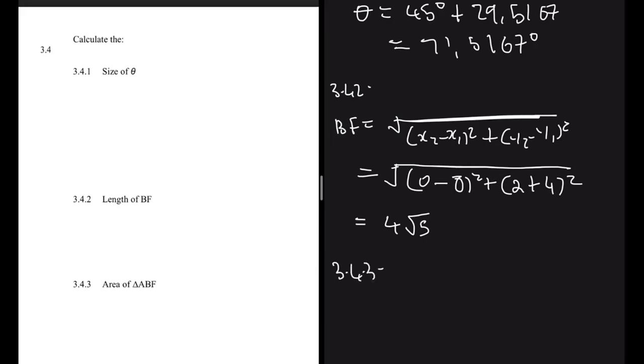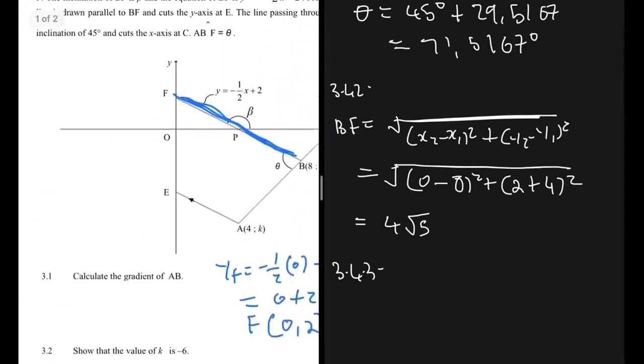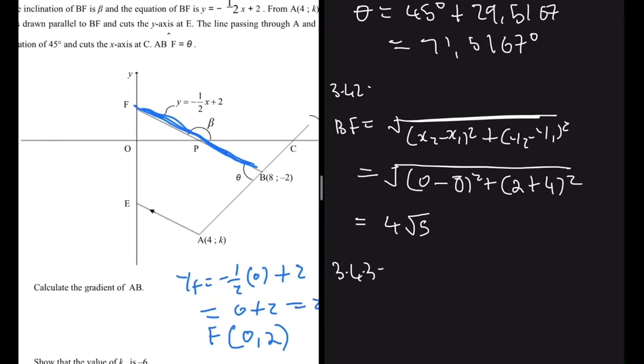And then now we can move to 3.4.3. Let's look at 3.4.3. It's saying we must find the area of ABF. So let me just highlight ABF. So we have our triangle ABF here, right?